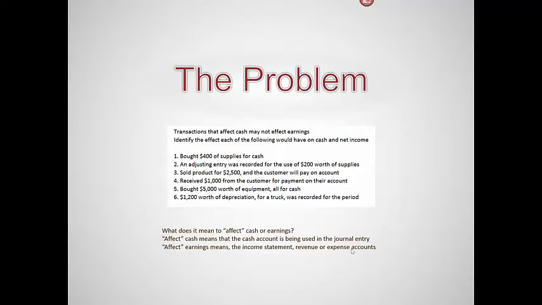When we're talking effect on cash, what we mean is the actual cash account. So when we are looking at a financial event, would cash actually be used in the journal entry? If we're talking about earnings, what we're looking at is the income statement itself and the types of accounts that would go on an income statement, which are revenue or expense accounts. So if a financial event would impact revenue or expense, then it's going to impact earnings.